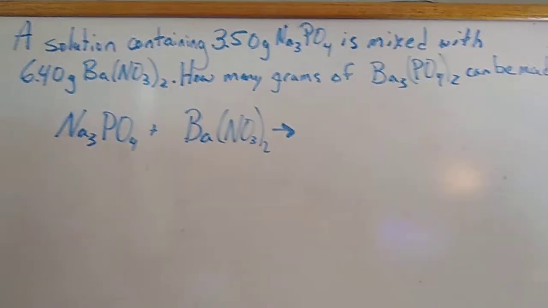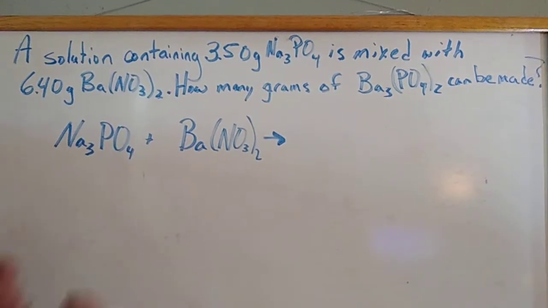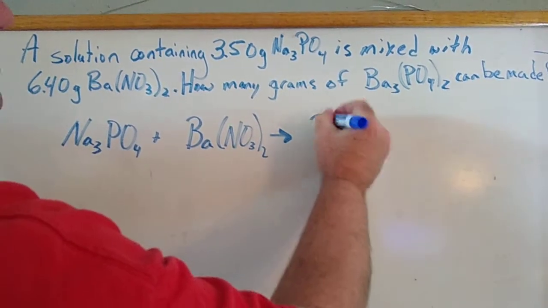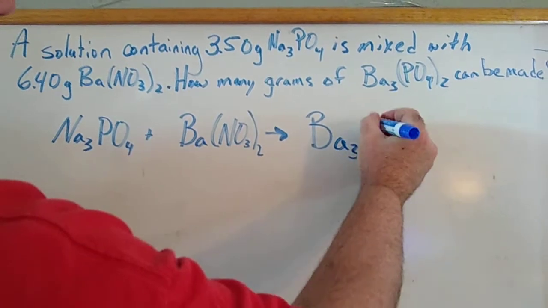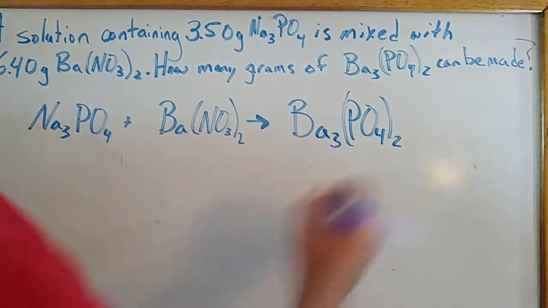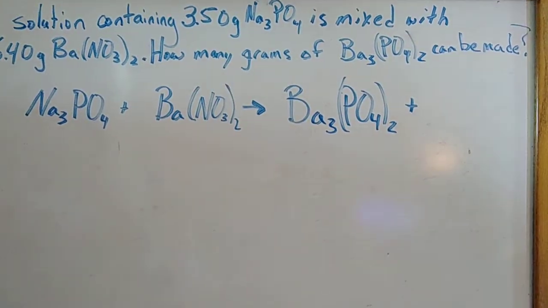And I didn't give you the equation. You had to actually write out the equation. This is a double replacement reaction. Here's my two reactants, and I gave you one of the products, the one that we actually want. Ba3(PO4)2. But we also need to have the other product because we have to have the balanced equation.